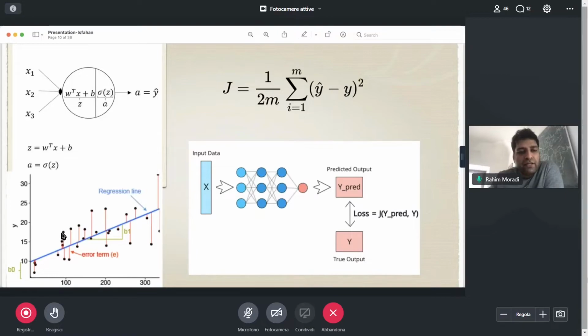So for instance, here I have many data points. I fit a line, and when I fit a line and calculate this distance, this is the simplest case, which I call the cost function.